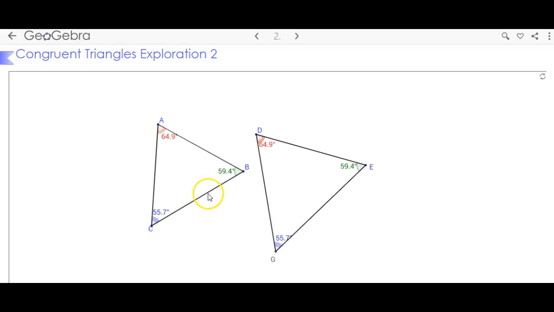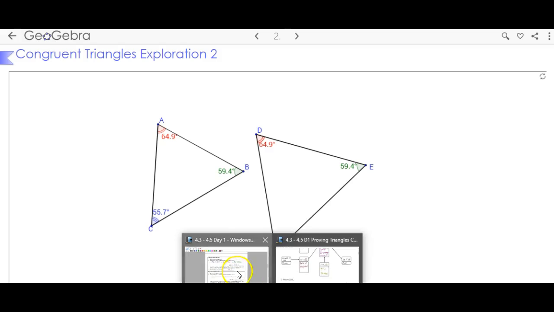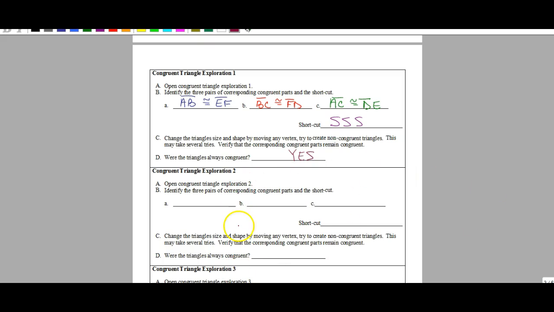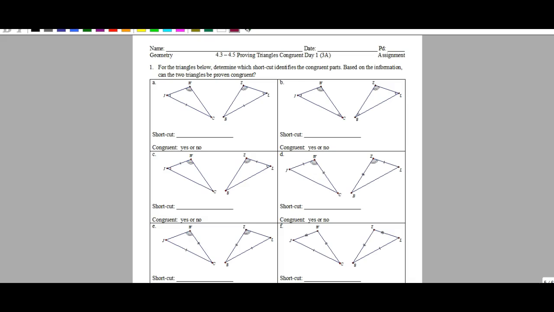So I'll continue with my worksheet with Congruent Triangle Exploration 2. And then it will be your job to finish the rest of the worksheet using GeoGebra. When you're finished, please make sure you complete the exit slip and get the assignment.